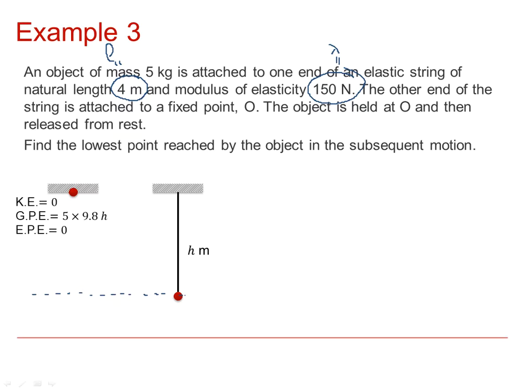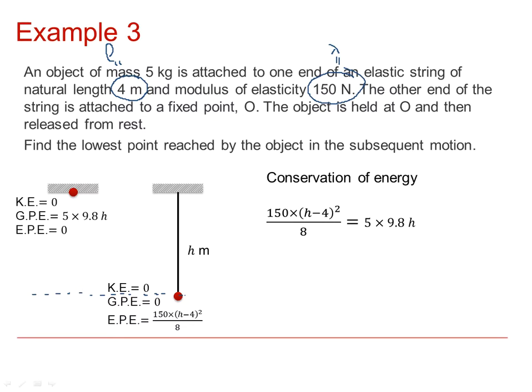So if we put in the values for that, we can see that the gravitational potential energy mgh is 5 multiplied by 9.8 multiplied by h. And at the bottom we've got elastic potential energy, which is equal to lambda times the extension, so that's h minus 4, squared, divided by 8. 4 was the natural length of the string, and 2L giving us a value of 8. So the conservation of energy says that the gravitational potential energy at the top will be equal to the elastic potential energy at the bottom. So we can put that in.